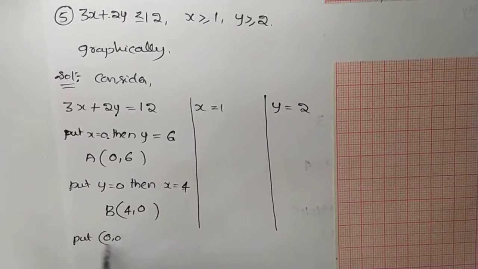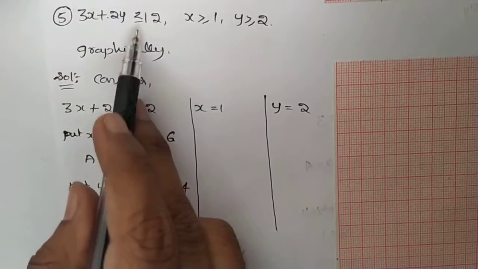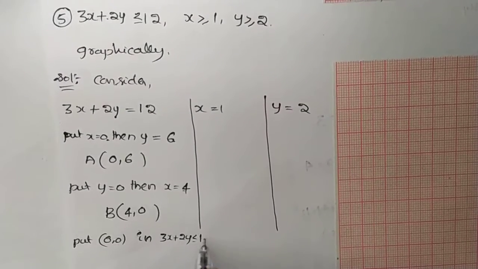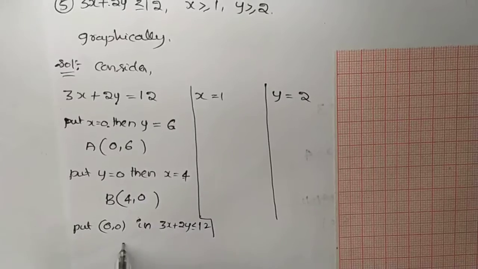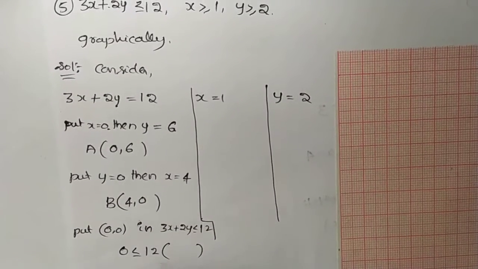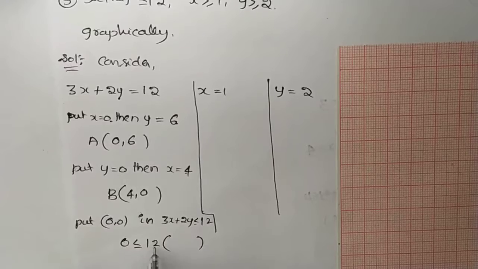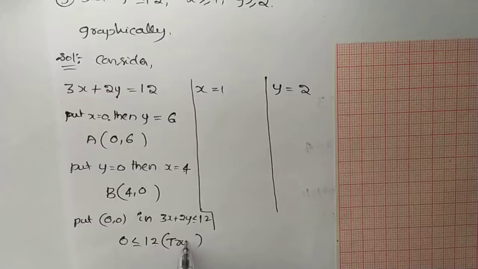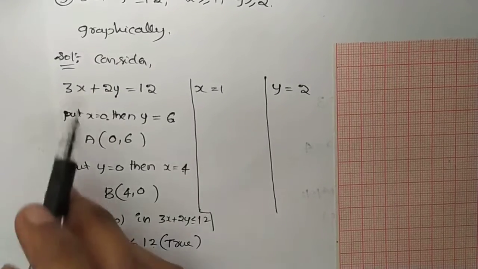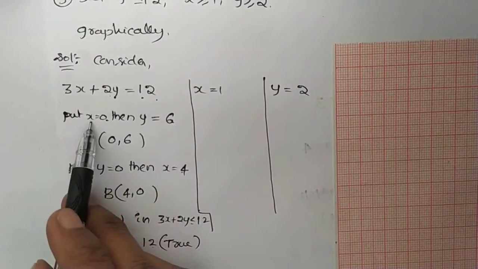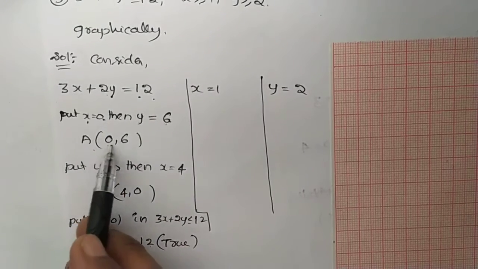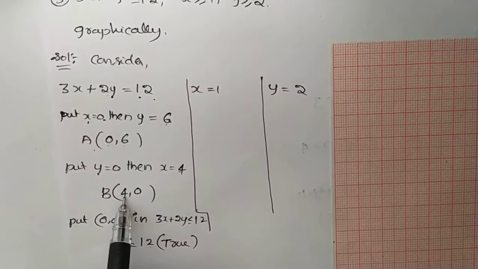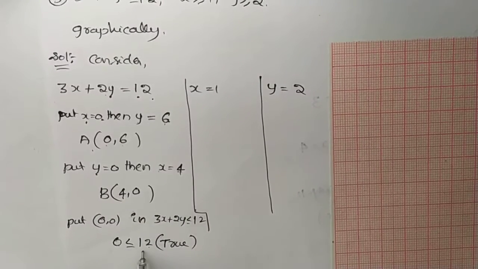Next, last step is what? Put 0 comma 0 in the given inequality. Given inequality is what? 3x plus 2y is less than or equals to 12. Therefore 0 is less than or equals to 12. Is this true or false? It says that 12 is more than 0, 12 is larger than 0. Is this true? Yes, it is true, right? 3x plus 2y equals to 12. If x equals to 0, y equals to 6, the point A will be 0 comma 6. If y equals to 0, x equals to 4, then B will be 4 comma 0. Then 0 less than or equals to 12, true.